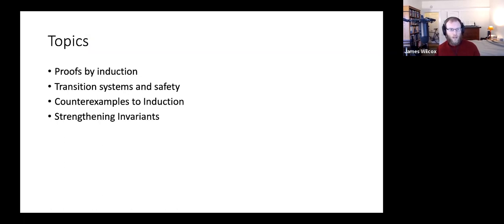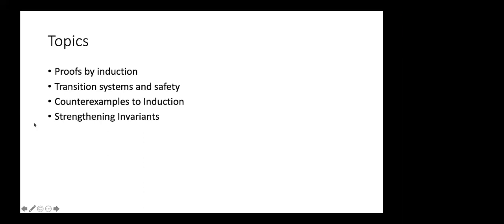One of the key insights that we're going to talk about today is that a property about your program might be true despite the fact that it's not going to be what we call inductive. And so you're going to have to strengthen that property in order to prove it.